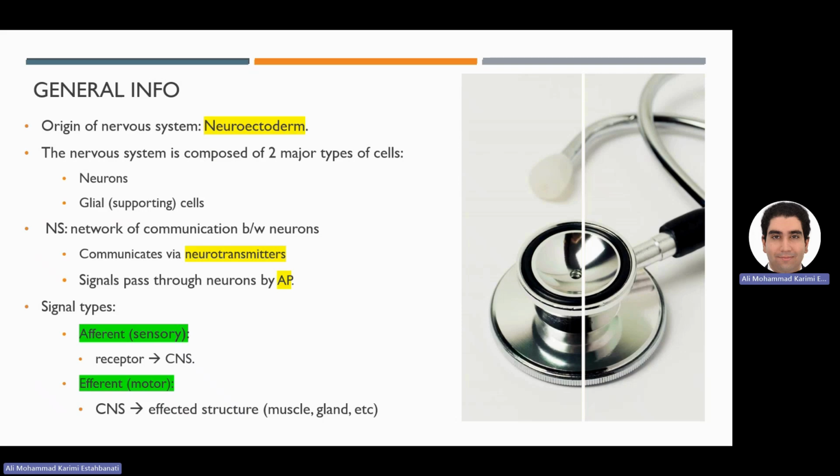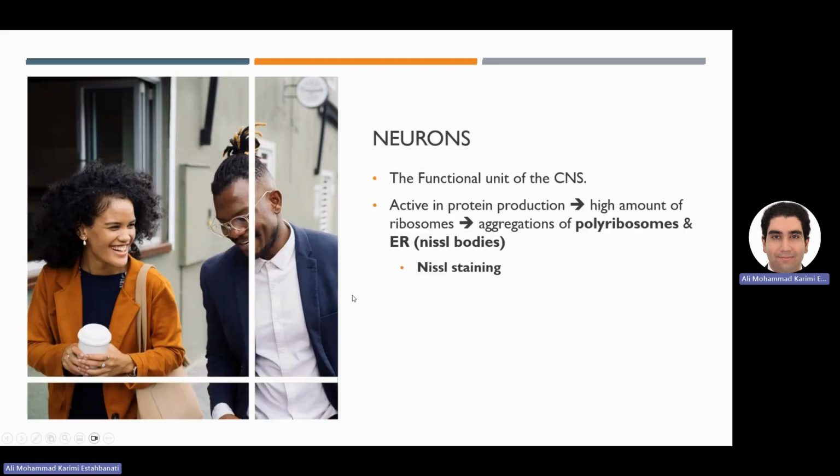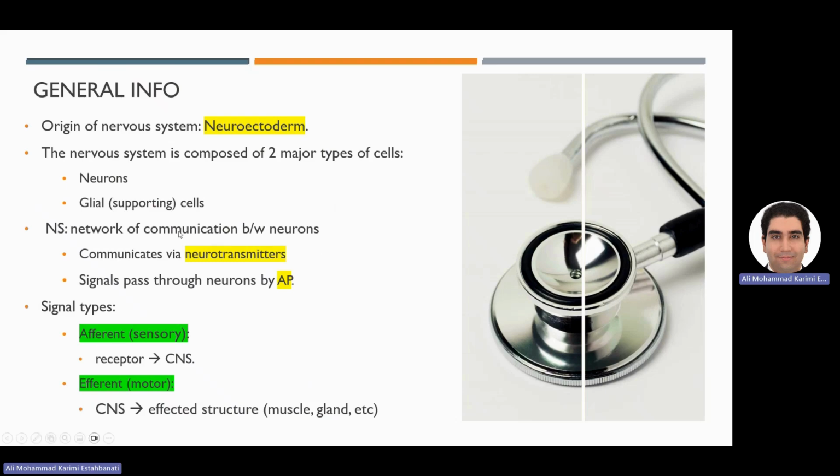There could be like glands or many other things as well, which receive the motor action signal from the CNS and they need to do some action in that area. So these are some general info you need to know. And now we go to dive into the definition and what each of these two important cells do in our body. So first one, neuron.